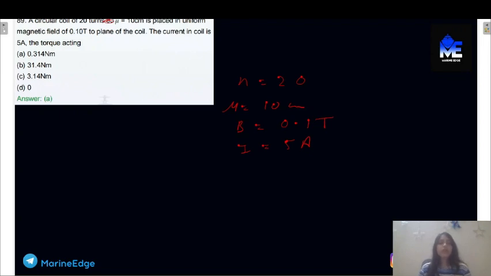Now what do we have to calculate? We have to calculate the torque here. Now the torque will be how much? It will be m cross B, correct? Now what is m here? m is the magnetic moment. How do we calculate the magnetic moment of this coil? We calculate magnetic moment by m equal to NIA, correct? N is the number of turns, 20. I is the current that is flowing. A is the cross-sectional area of the coil. So we have already been given the radius, correct?